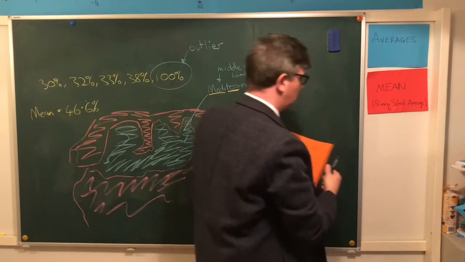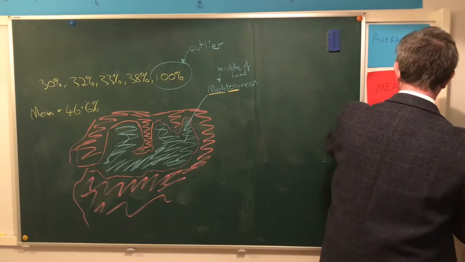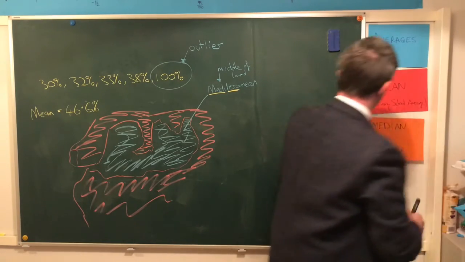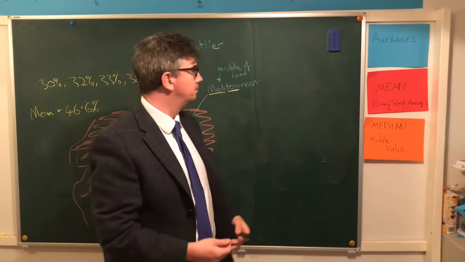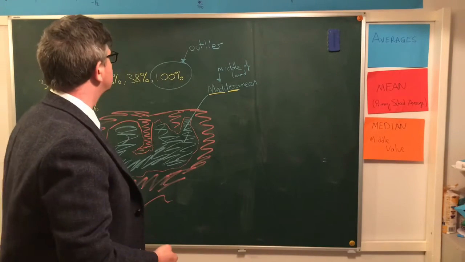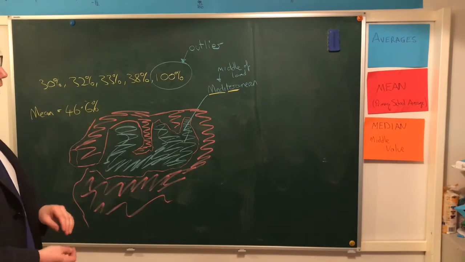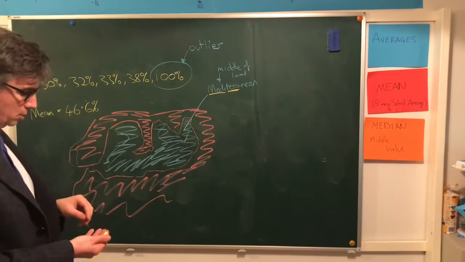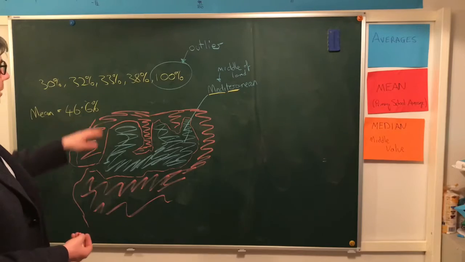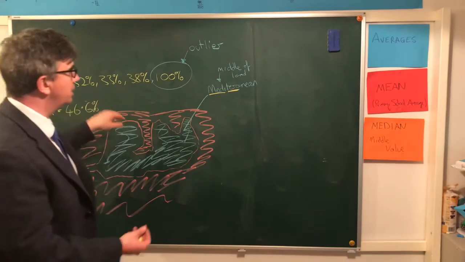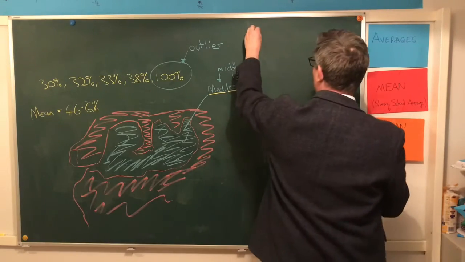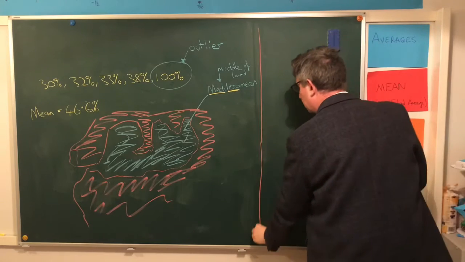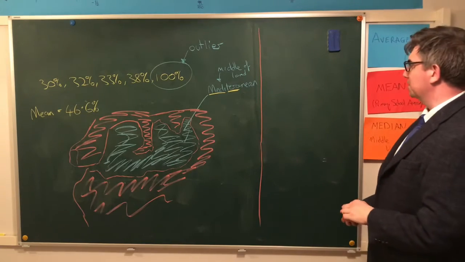Averages now. So median is the middle value. And let's take a look at how the median will counteract the effect of the outliers. So if I go back to my original data set, my really poor class, or poor performing class, I should say.